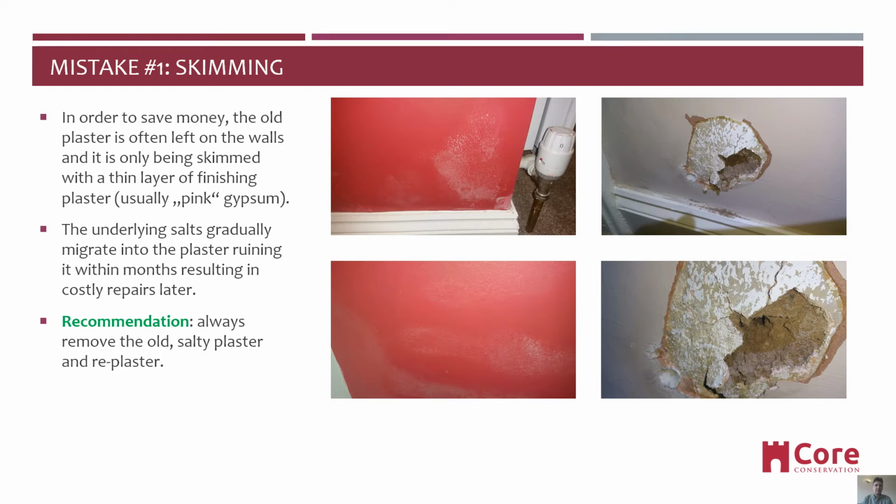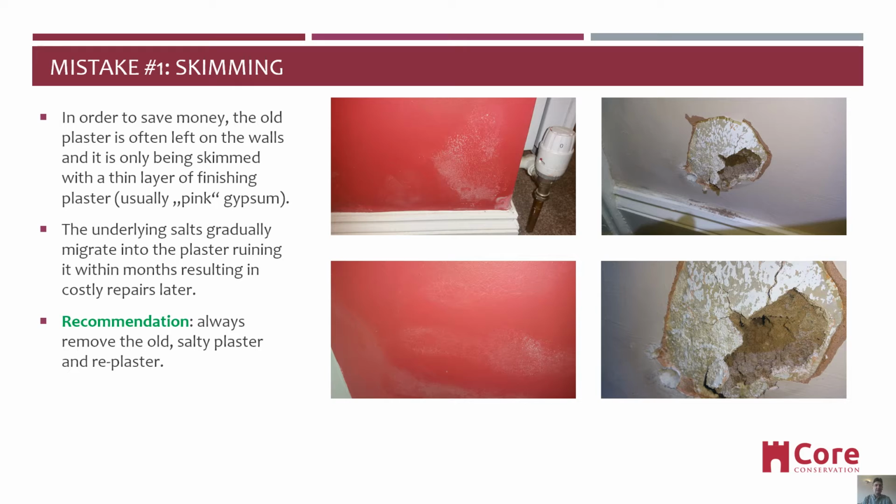Mistake number 1, skimming. In order to save money, the old plaster is often left on the walls and it is only being skimmed. For example, we have an old lime plaster, looks okay. So in order to save money, the builder decides just to use a skim. This is often a pink gypsum skim.